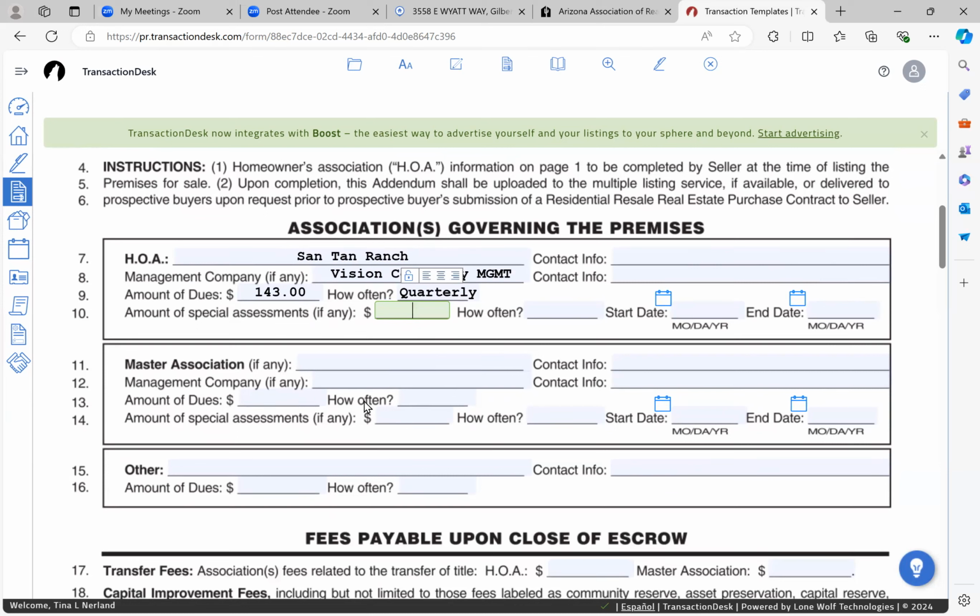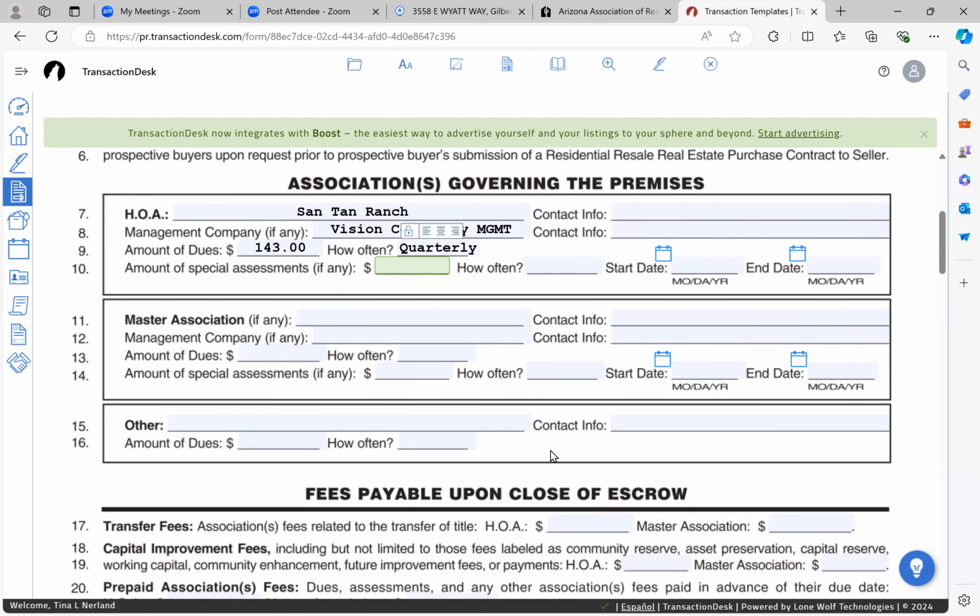I don't need to go over this. You guys can read that, but it's basically the same as the HOA, but this is the master association. This is the HOA. And then are there any other fees?